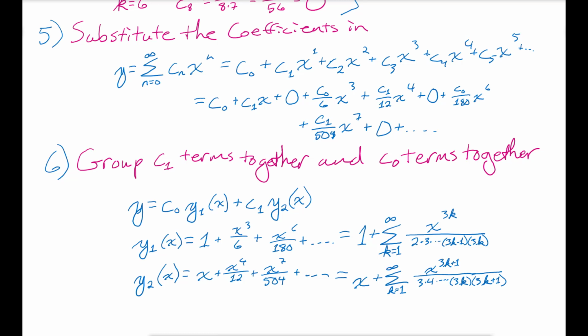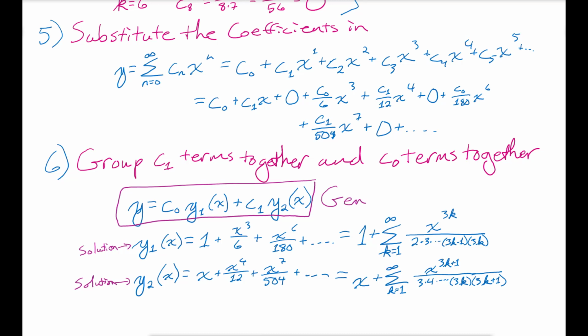So what we've just done here is y1 is a solution to our differential equation, and it's a power series. y2 is a solution to our differential equation, and it's a power series. And y equals c0 times y sub 1 plus c1 times y sub 2 is the general solution to our differential equation.